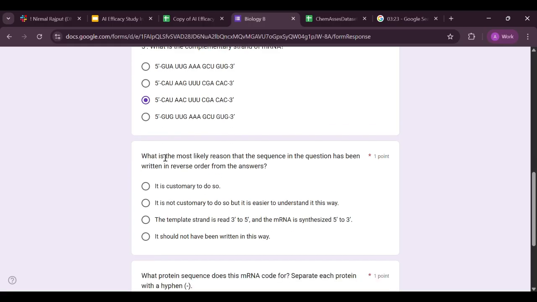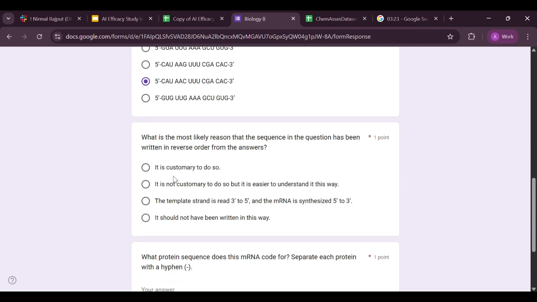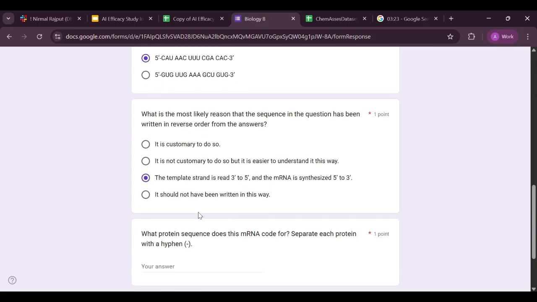What is the more likely reason that the sequence in the question has been written in reverse order from the answer? It is customary to do so. No, it is not customary to do so, but it is easier to understand in this way. No, it is not correct as well. The template strand is read 3' to 5', and the mRNA is synthesized 5' to 3'. Okay, this should be the correct answer.